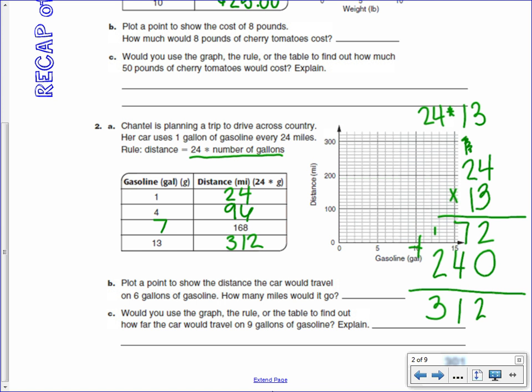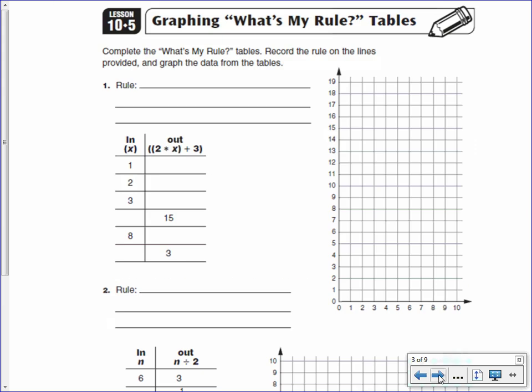Okay. Any questions? When I first brought this up, somebody said they were getting stuck on this. Are you unstuck? Okay. Brilliant. Moving right along.